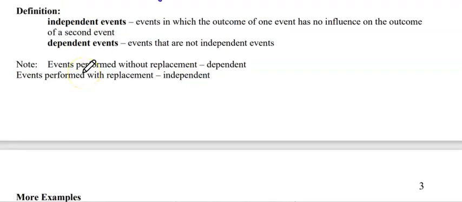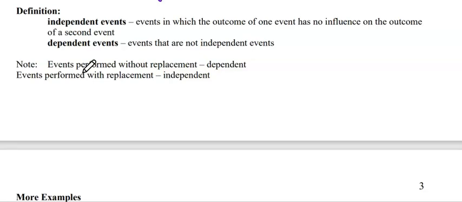Okay, so working with these multi-stage experiments, you need to know these definitions of knowing if events are independent of each other or if they are dependent on each other. So independent events are events in which the outcome of one event has no influence on the outcome of a second event. For example, if you roll a dice and then flip a coin, what you got on the dice has no effect on what you're going to get on the coin. Those would be independent events because they don't affect each other in any way.